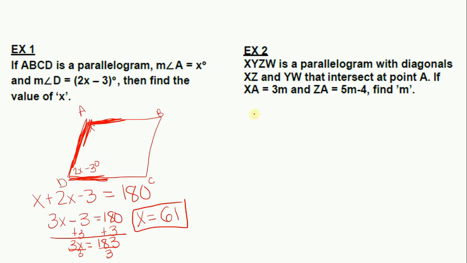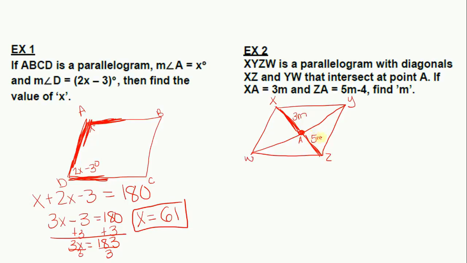So they give us in example 2, XYZW is a parallelogram with diagonals XZ and WY. So let's go ahead and draw our parallelogram here. So I got X, Y, Z, W, and I have diagonals, so X to Z, WY, and they intersect at a point A. So this is the middle here, that's A. If XA is 3m, so this measurement right here has to be 3m. And this guy, Z to A, is 5m minus 4. I need to find m.